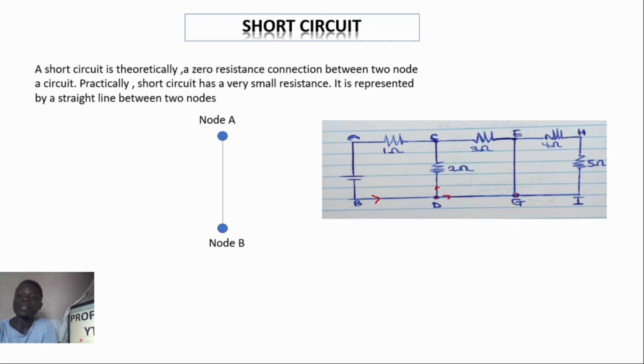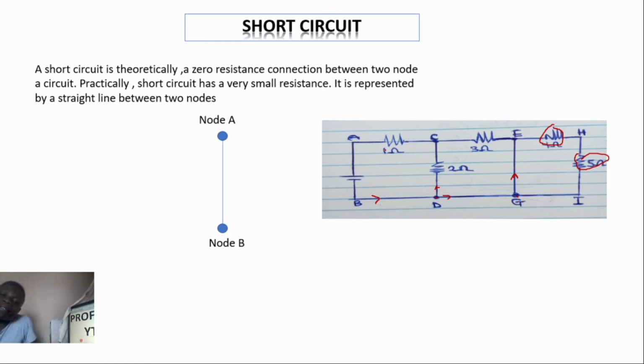So the current cannot pass through this resistance here, and this one is not in use, because the current will not pass here but rather pass to this one. The current will move from this side and also pass here, and this also will join and go.